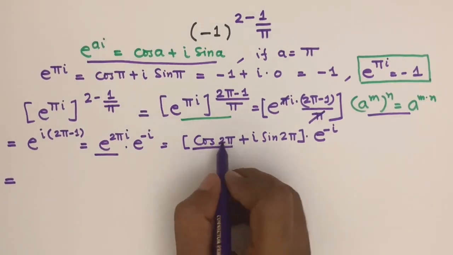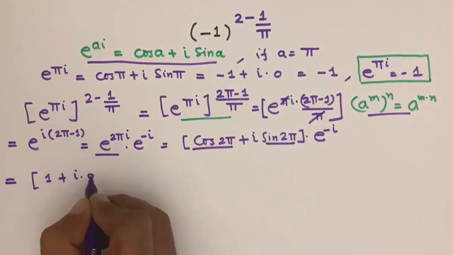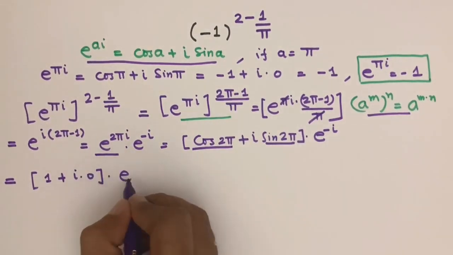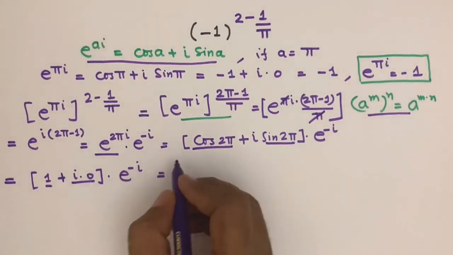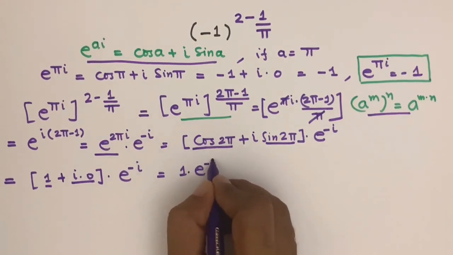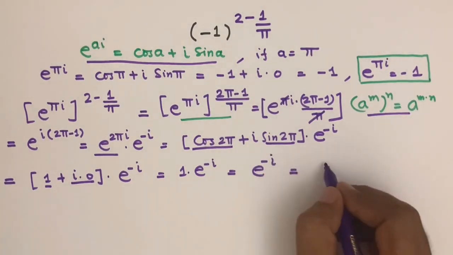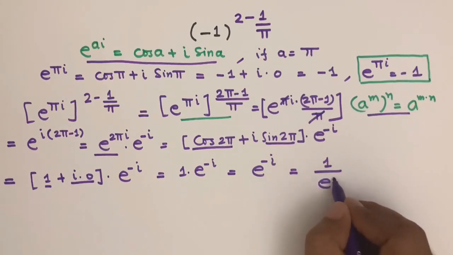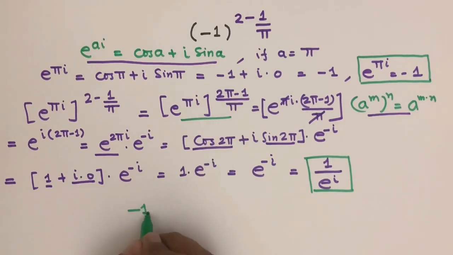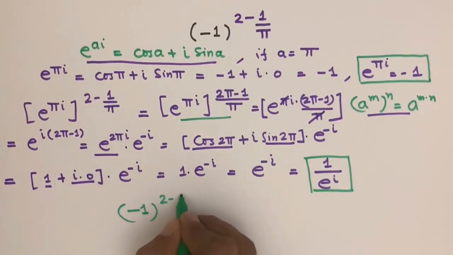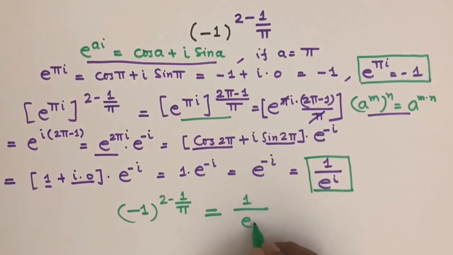Which is equal to, as we know, cos 2 pi is 1 plus sin 2 pi is 0, i multiplied by 0, multiplied by e to the power minus i. So here this is 0, this is 1, so we got 1 multiplied by e to the power minus i, which is equal to e to the power minus i, or it can be written as 1 divided by e to the power i. So this is our answer. So (minus 1) to the power 2 minus 1 divided by pi is equal to 1 divided by e to the power i.